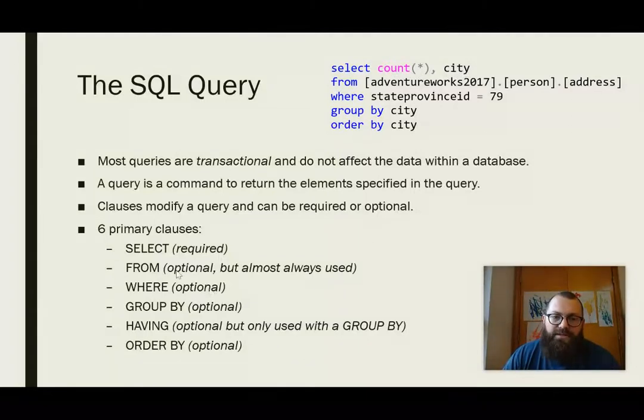The from clause is optional, but it's almost always going to be used in any practical setting, because the from clause tells SQL where to pull the data from. In this particular example, it's address. The table is named address in the schema person from the database AdventureWorks 2017.